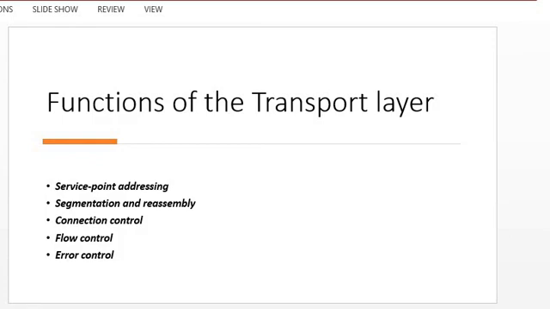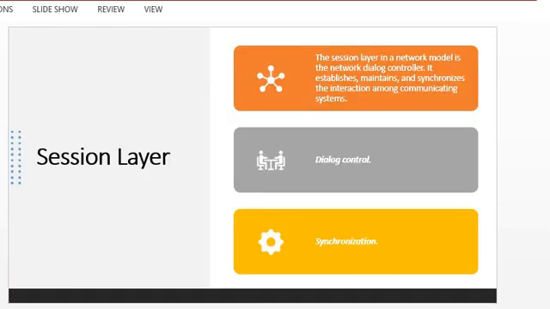So that is all we can say for now about the functions of the transport layer. Let's move on to talk about the session layer.